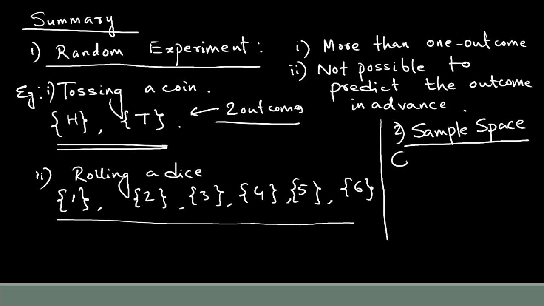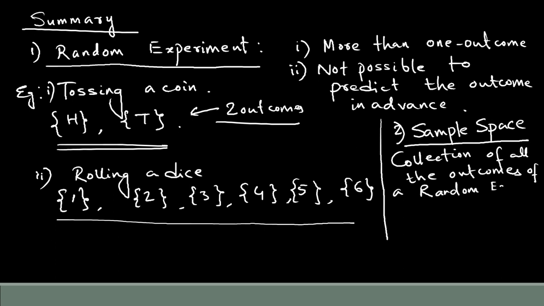Sample space is the collection of all the outcomes of a random experiment. So what do you mean by this? Basically, the collection of all the outcomes in a random experiment is the sample space. Let's say for the first example, tossing a coin, which I did. What are the outcomes we got? We got it can be head, it can be tail.